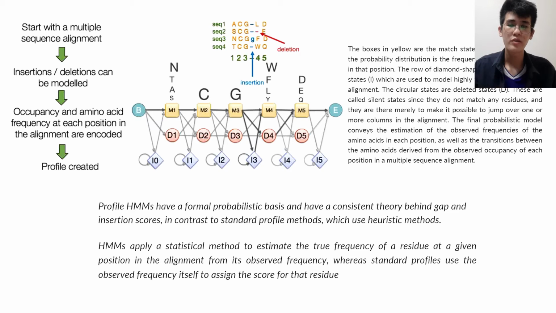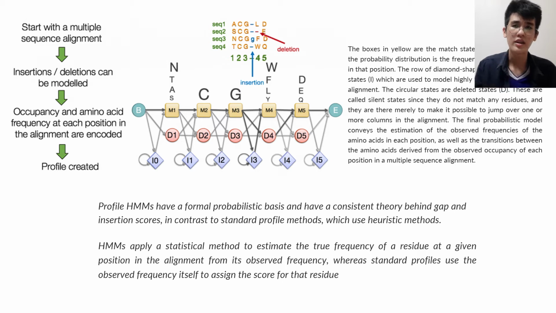So now we will get to profile HMMs. It has a formal probabilistic basis and a consistent theory behind the gap and the insertion score. In contrast to the standard profile methods, which are heuristic methods, HMMs apply a statistical method to estimate the true frequency of a residue at a given position in the alignment from its observed frequency, whereas the standard profile uses the observed frequency itself to assign the score for that residue.